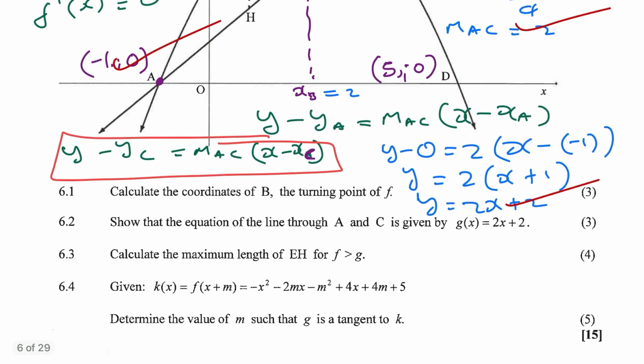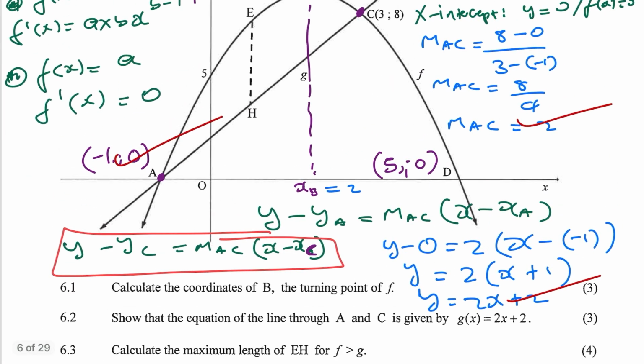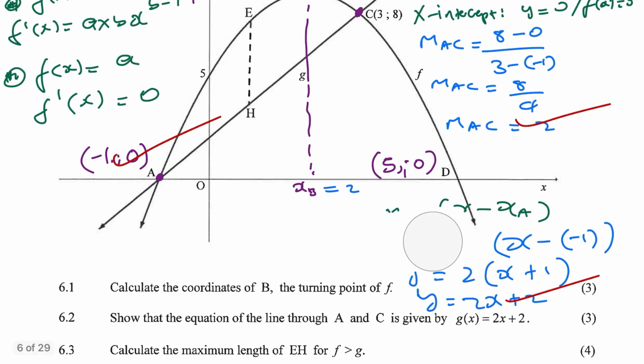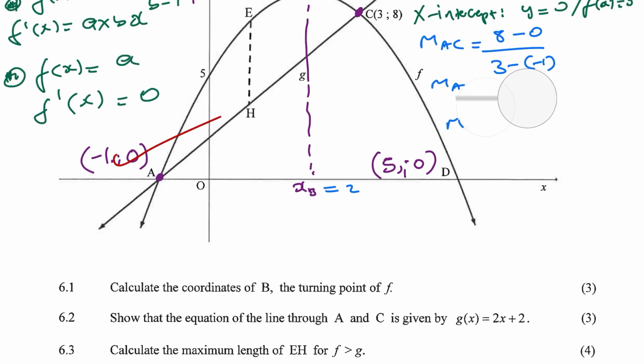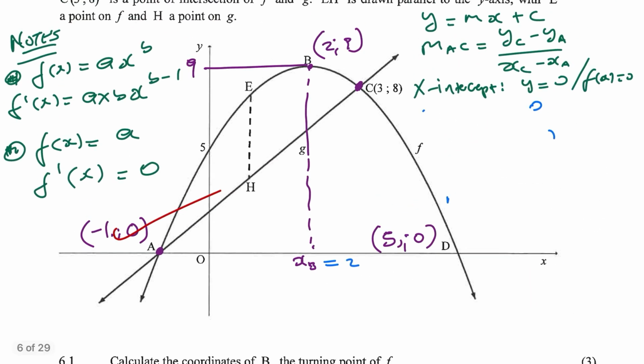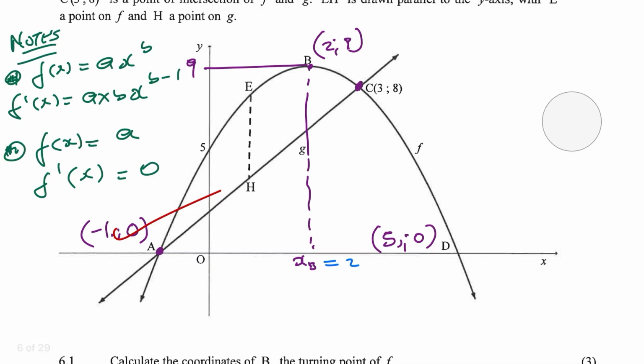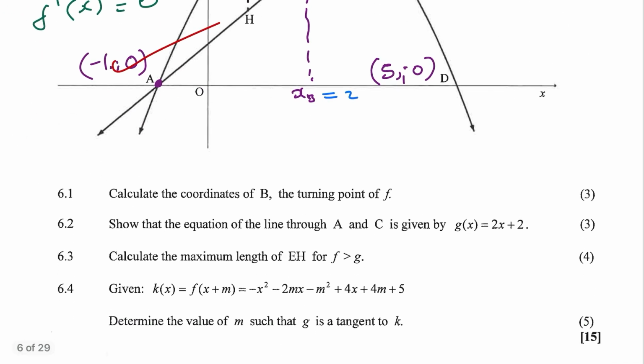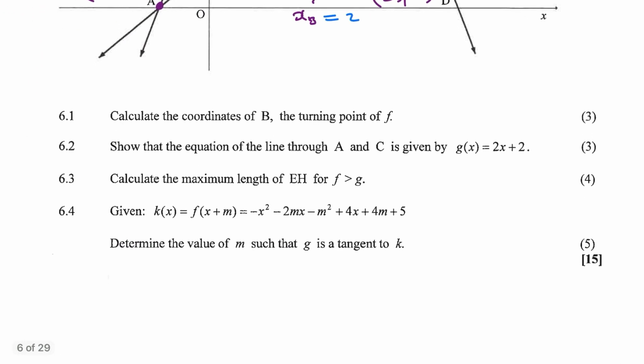And while we're at it, we're going to go to 6.3. I'm going to remove these notes because you're not going to need them anymore. I'm going to keep these other notes on my left. So let's go to 6.3. Calculate the maximum length of EH for F is greater than G.